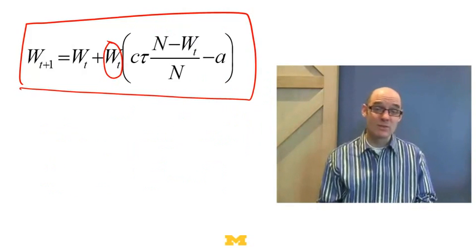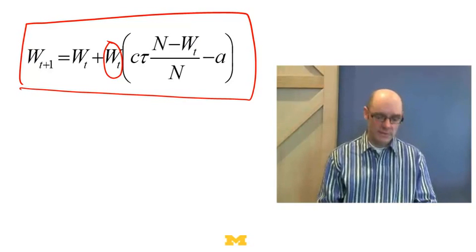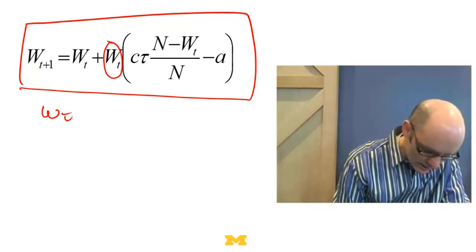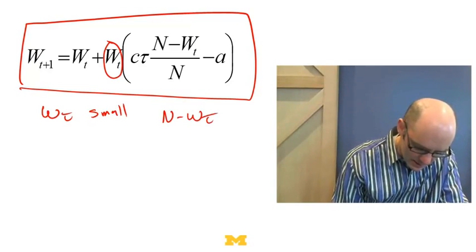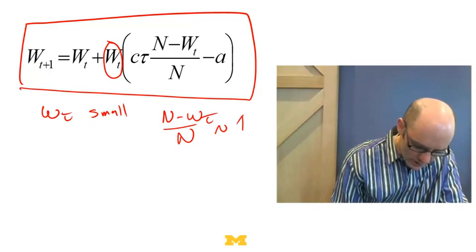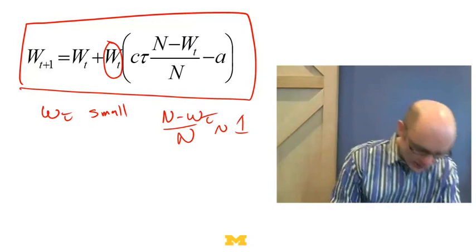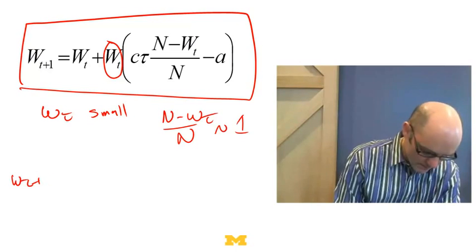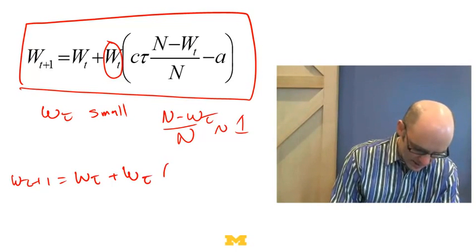So this is just a simplification. When you write models, it's useful to be good at algebra. If you can do lots of algebra, you can simplify things. Well, why do we want to simplify things? Here's why. Suppose we're early on in the disease. That means W_t is really small. So that means that (N minus W_t) over N is going to be really close to 1, because basically a very small percentage of the people in the population have the disease. So now W_{t+1} is equal to W_t plus W_t times (Cτ minus A).